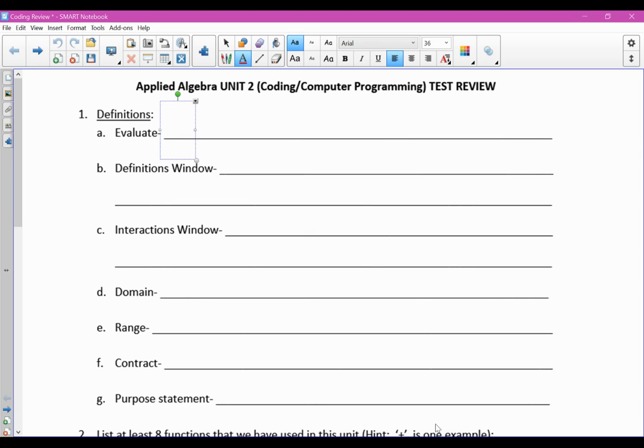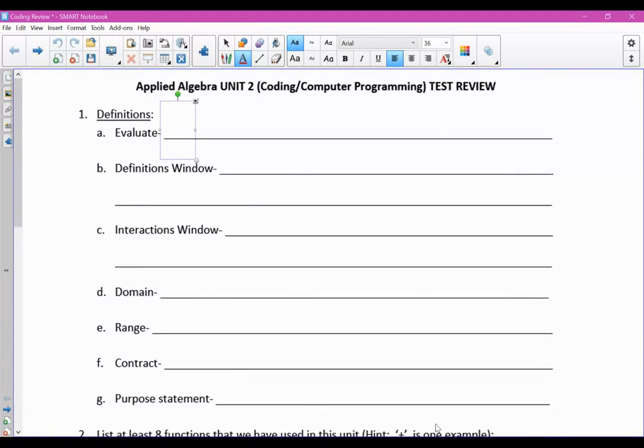Hi everyone. So today we are going to start review for the Unit 2 coding unit. And you should all have this review packet in front of you, but if not, it is posted on Schoology that you can download as a Word document or print it out, whatever's easier for you. So we are not going to do this entire packet today. We are going to split review into 2 days.